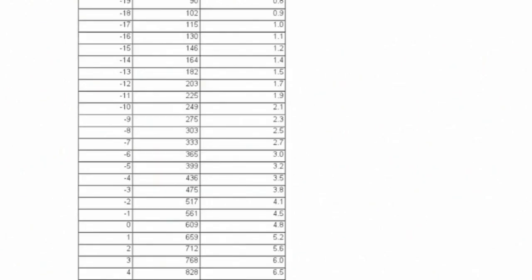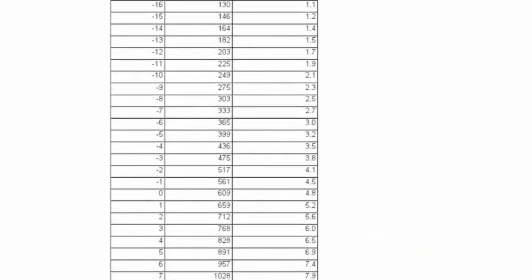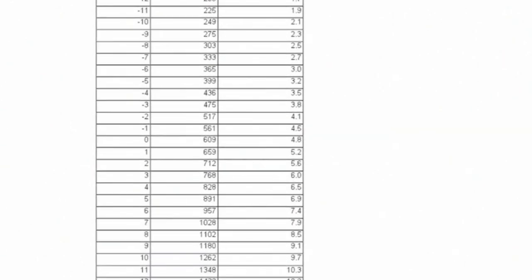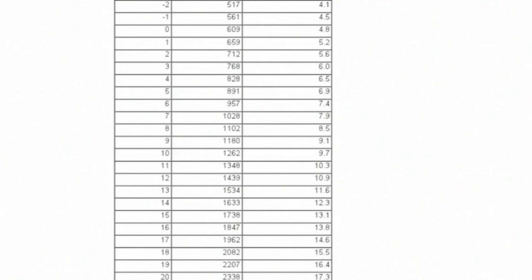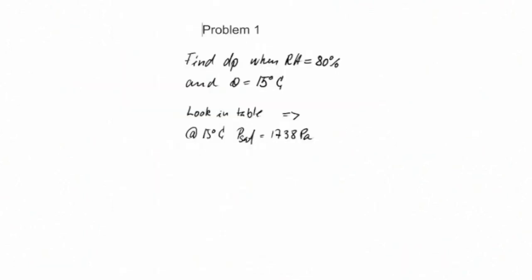So I'm going to zoom more in order to find my 15 degrees, because I have to figure out at which pressure 15 degrees is saturated. So here it comes. The 15 degrees Celsius is saturated, as you can see, at 1738 pascals. And this is what I'm going to put in the exercise. Figuring out what Psat at 15 degrees is, and that was 1738 pascals.